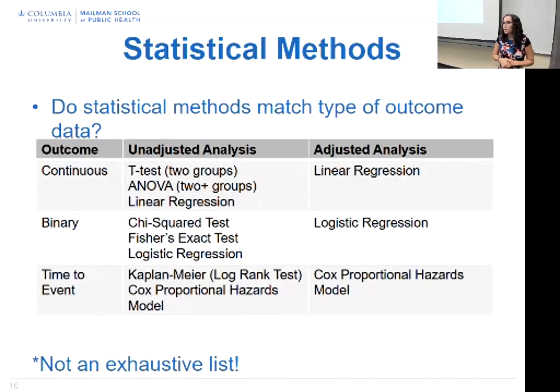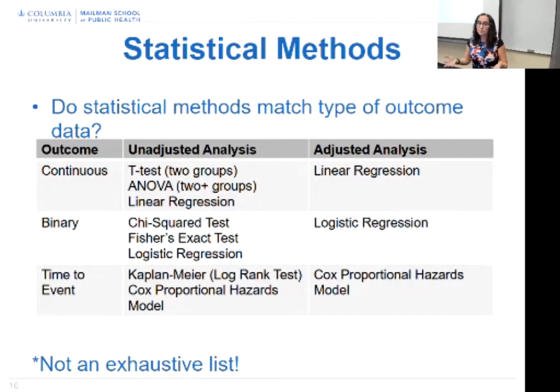Is everyone okay with what I mean by unadjusted versus adjusted? Anyone need any clarification? All right, so again, it's our outcome variable that's driving the analysis. If we have a binary outcome, so death or no death, infection or no infection, and we're comparing 2 groups, there's a whole host of methods we can use. The most common are the chi-square test, Fisher's exact test, and logistic regression. Again, we can use logistic regression for those unadjusted analyses and the adjusted analyses.